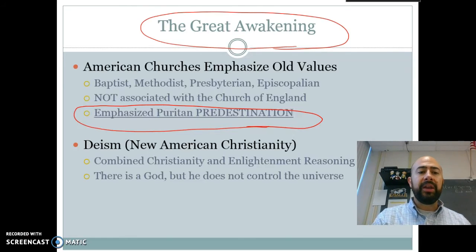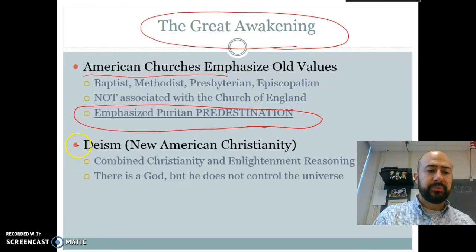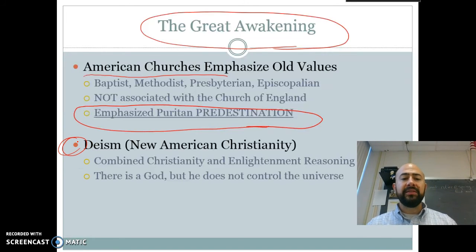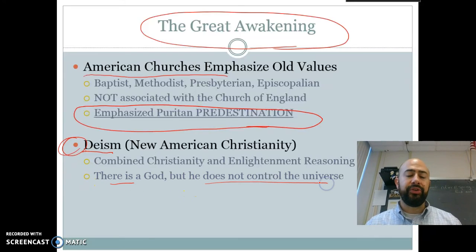And so a lot of these preachers created new American churches that emphasized old values. So they're new churches, but they bring back this old idea of predestination. And we also get a new American Christianity emerging out of it that combines enlightenment and reasoning. And we call that deism: the idea that there is a God, but he does not control the universe.